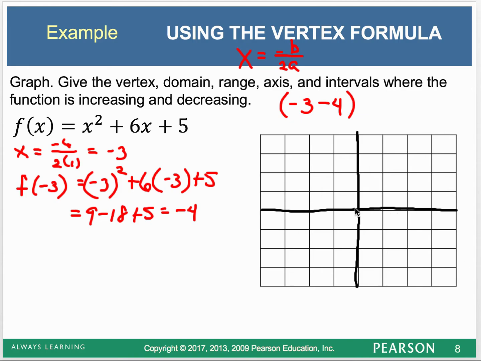So I'm going to plot my vertex: -3, -4. And then I need to know if it opens up or down. If it opens down, I need to change my scale. But because that's positive, it opens up. So I'm just going to go with it like this. Okay. So I know it's going to go like this. So I need my x-intercepts. The x-intercepts is simply where I set the function equal to 0 and solve it. I get a shortcut on factoring this one.